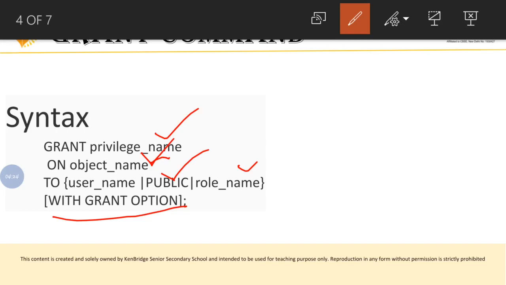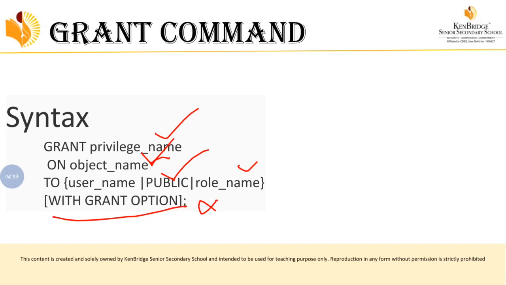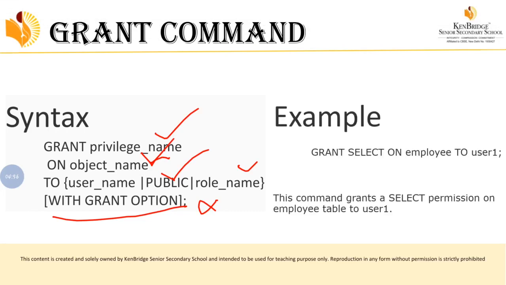Okay, but if you are not using this with grant option, and simply you have written grant privilege name on object name to user, then the user to whom you have given the privilege cannot share the privilege with anybody else. So now can you understand the use of with grant option? This is the principle of with grant option. Whenever you are writing a grant command, please be careful with the with grant option.